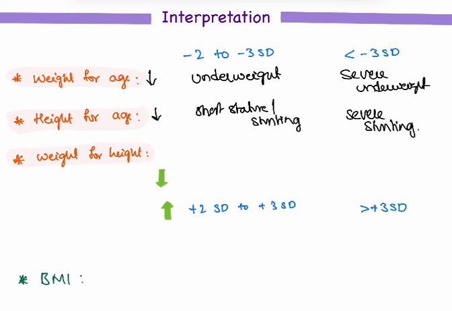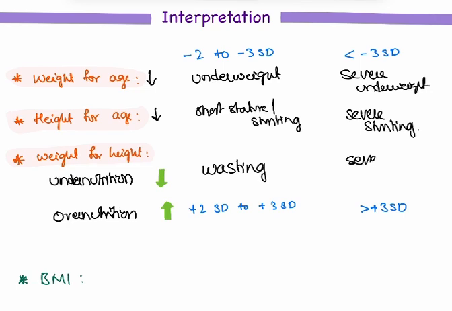When the weight for height is decreased, it is known as undernutrition. When the weight for height is increased, it is overnutrition. When the weight for height lies between -2 to -3 standard deviation, it is known as wasting. When it is below -3 standard deviation, it is severe wasting. When weight for height lies between +2 and +3 standard deviation, it is known as overweight. When it is above +3 standard deviation, it is obese.